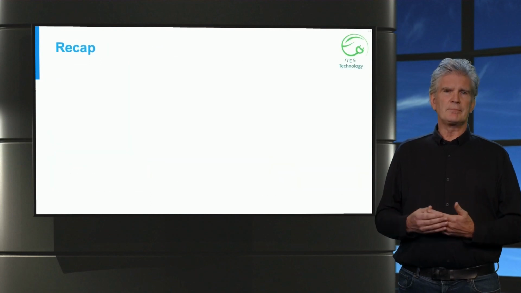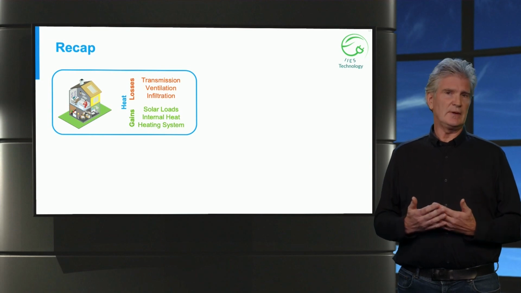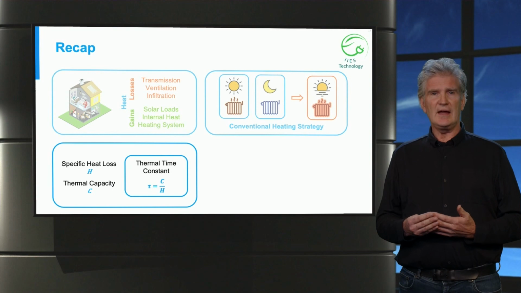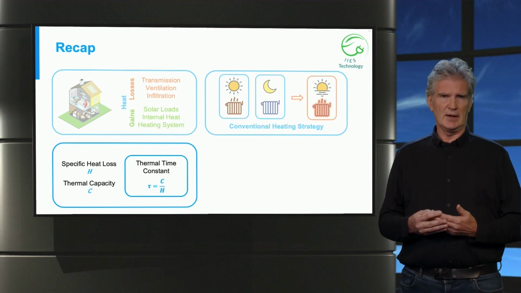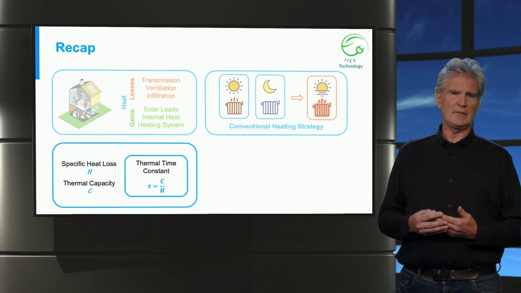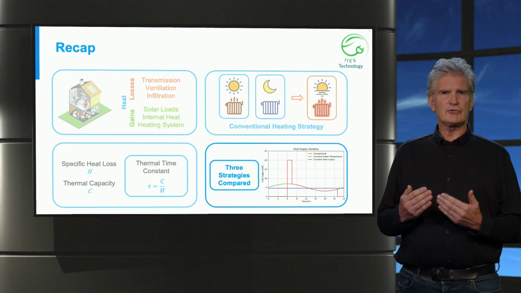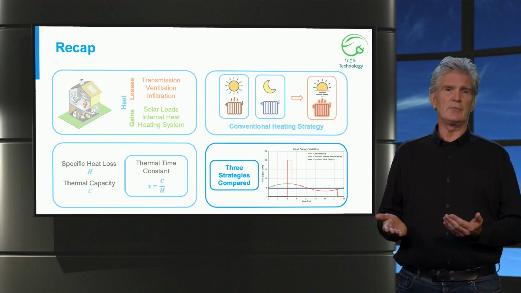To recap, we've seen the parameters influencing the heat losses and the heat gains of a building. We've seen how the heating demand strongly fluctuates over a day in a conventional heating strategy, and that the thermal capacity and the time constant have an important impact on the fluctuation of the heating demand and the temperature. We have compared 3 different control strategies, and we've seen there's a trade-off between the peak heating demand, the average heating demand, and the thermal comfort.